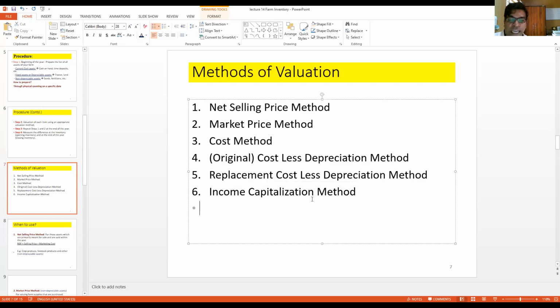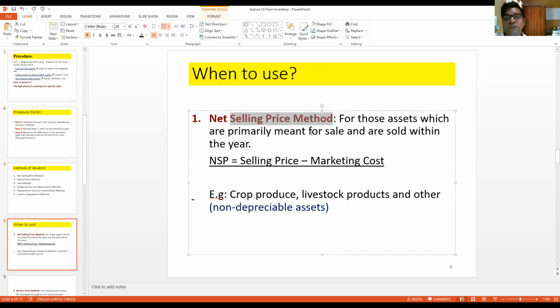So based on the type of asset that the farmer has, that you have listed in your inventory, you'll be using all these methods to find out their value, right? Now, when to use net selling price method? As I told you, this is meant for those assets which the farmer has harvested or produced and is selling within 1 year.